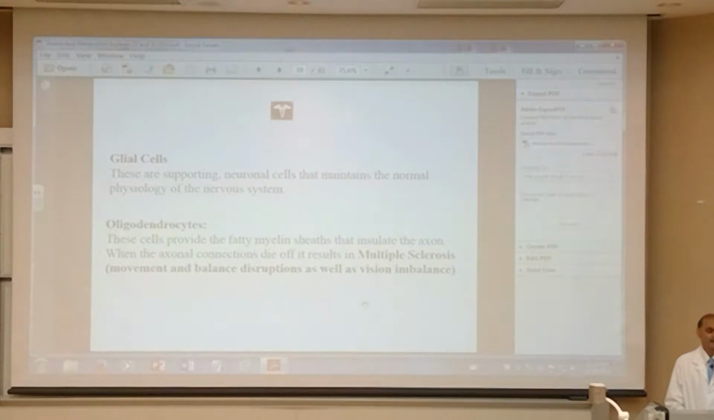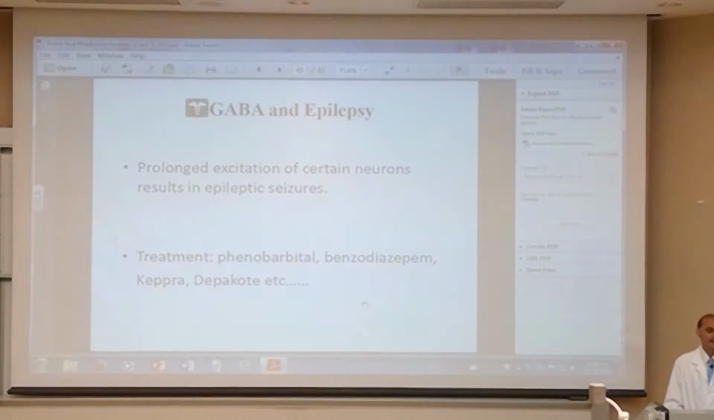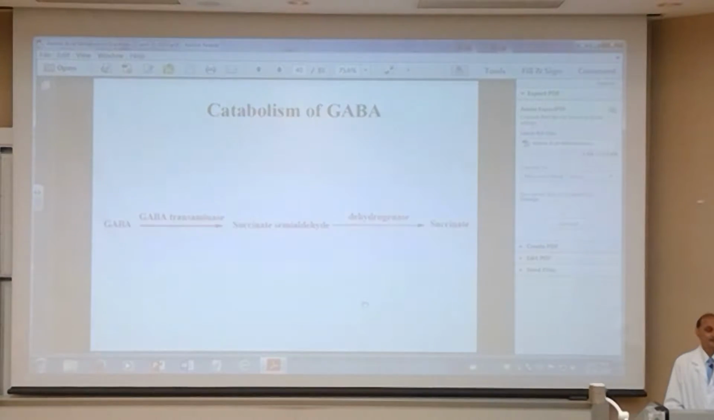Glial cells, once again, oligodendrocytes, they make their fatty myelin sheath, and they basically insulate the axon, myelin. And if you don't make enough of it, you would end up with a condition called multiple sclerosis. There's movement imbalance, and then disruption of physical movement, and also vision imbalance. GABA in epilepsy. If you don't make enough GABA, you end up with seizures, epileptic seizures. Some of the compounds that are available for treatments are phenobarbital, benzodiazepam, Keppra, Depakote, and so on.